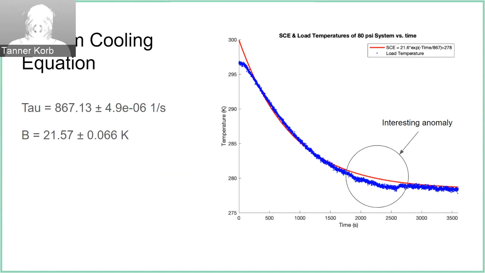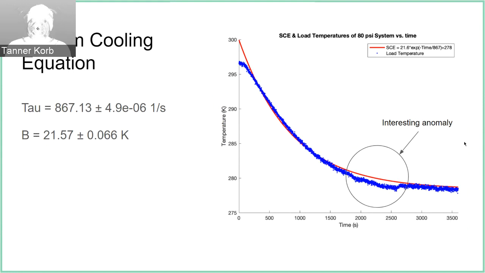This is the system at 80 psi, in which more data points were taken, but there is actually an anomaly in this data, which can be seen outlined by the circle. It caused the system cooling equation to not fit quite as well due to the small bump where the system actually reaches close to the steady state temperature value and then slightly increases, giving data that may not be accurate. The tau and beta values are also displayed for this system.